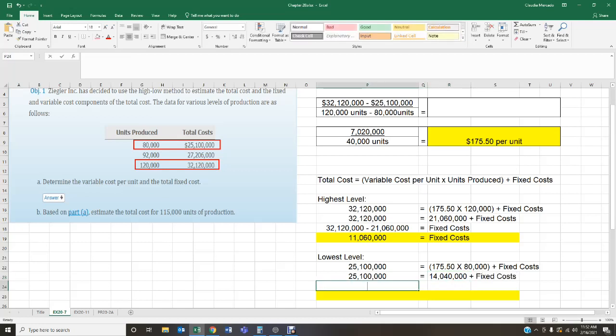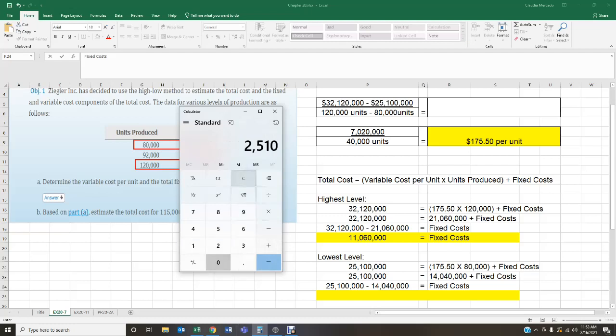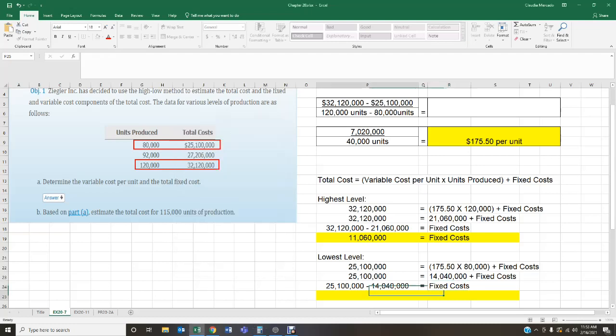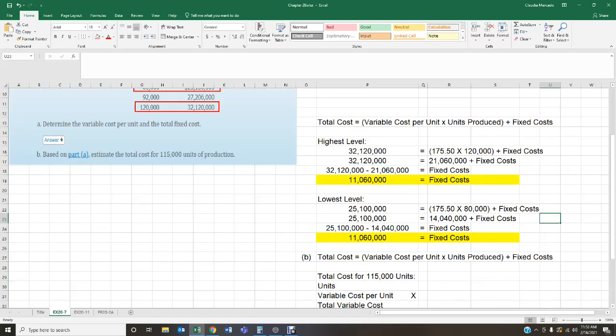Now I'm going to get my 25,100,000 minus your 14,040,000, and that's going to equal your fixed costs. So what's 25,100,000 minus 14,040,000? That's 11,060,000. That is equal to your fixed cost. And if you can see here, regardless of whether you use the high level or the low level, your fixed costs, which are going to remain constant regardless of the activity level, will be 11,060,000.